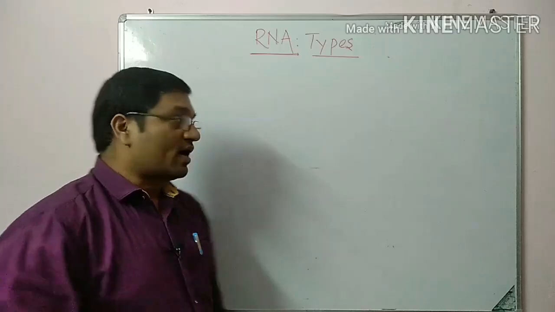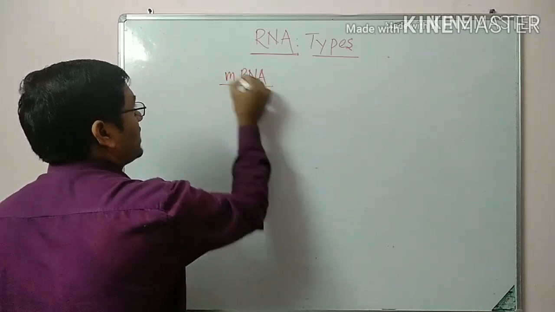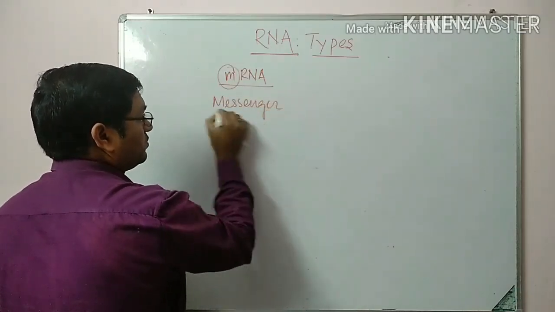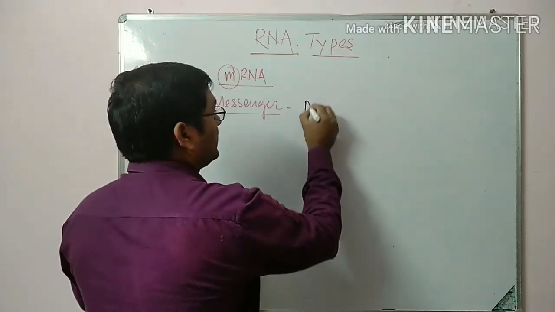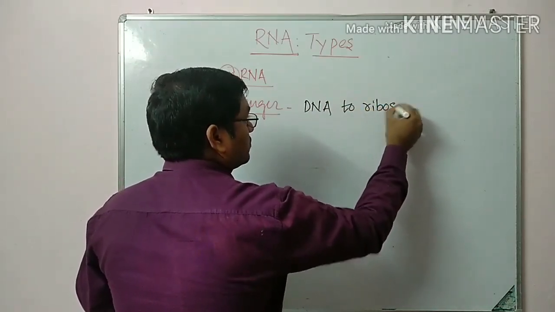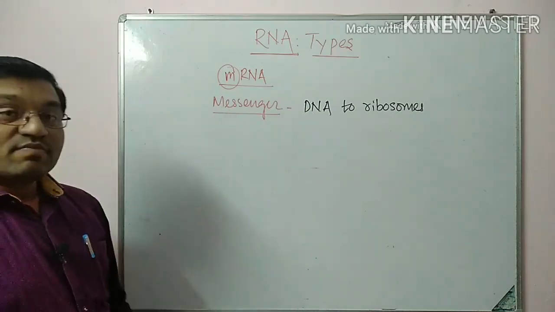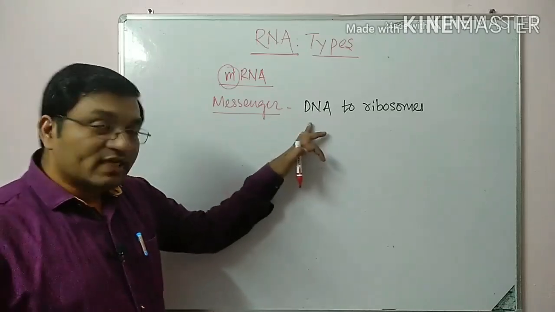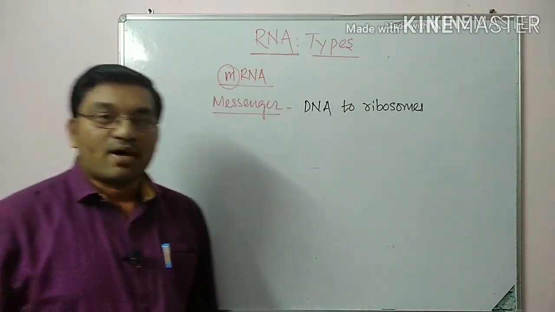First we will discuss mRNA. This M is for messenger. This mRNA carries the message from DNA to ribosomes, or the protein synthesizing machinery. It carries genetic information from DNA to the site of protein synthesis, that is the ribosome. This is the prime function of mRNA.